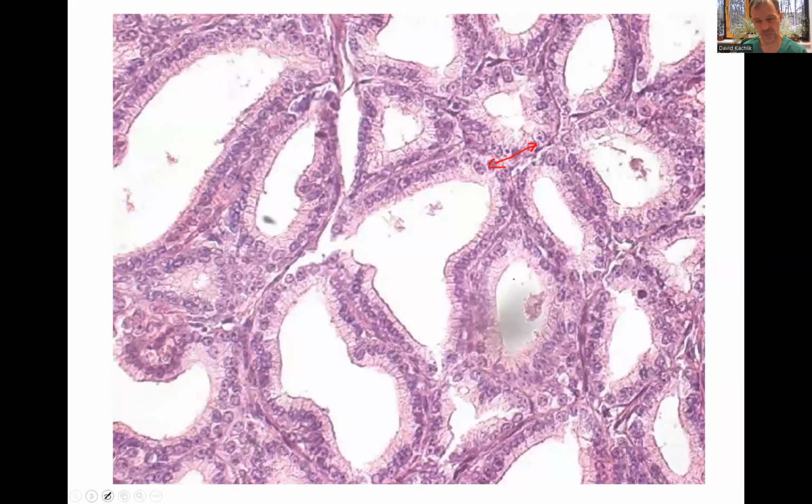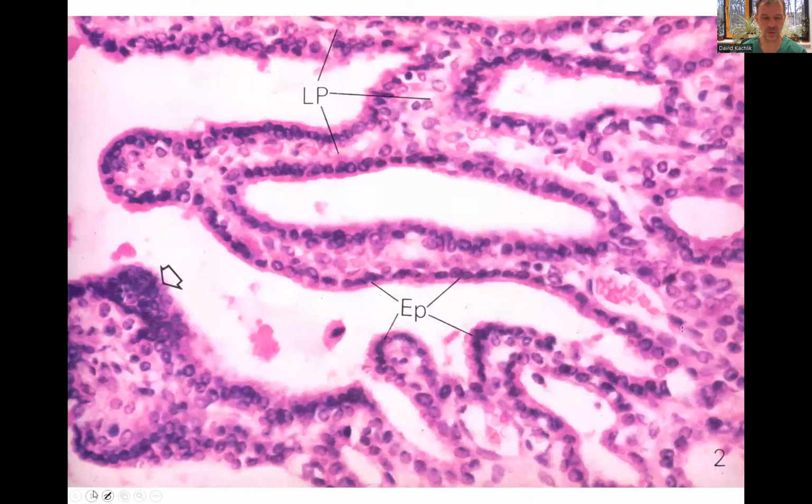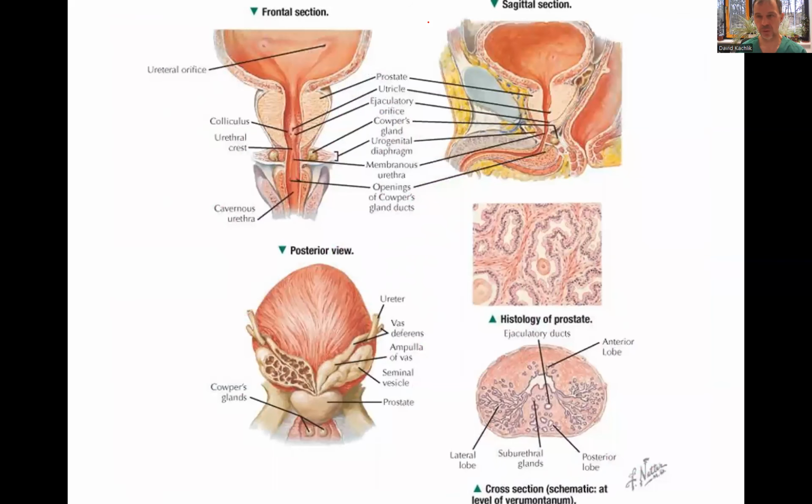And when we come closer, columnar epithelium, no stereocilia, sometimes a basal cell. So that's all for the seminal gland, and we move to prostate.